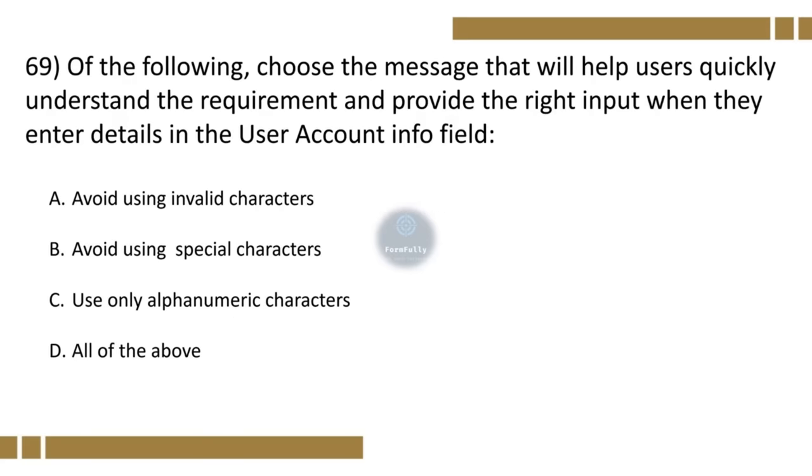Question 69. Of the following, choose the message that will help users quickly understand the requirements and provide the right input when they enter details in the user account info field. Option A. Avoid using invalid characters. Option B. Avoid using special characters. Option C. Use only alphanumerical characters. And option D. All of the above. And the correct option is C.